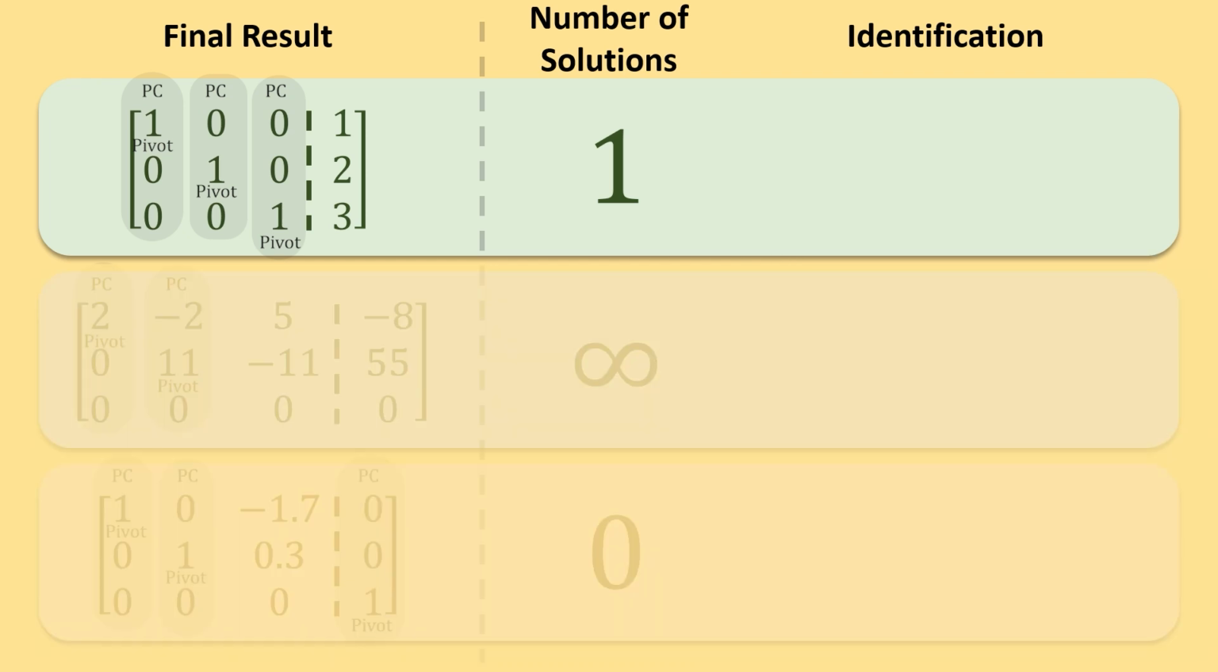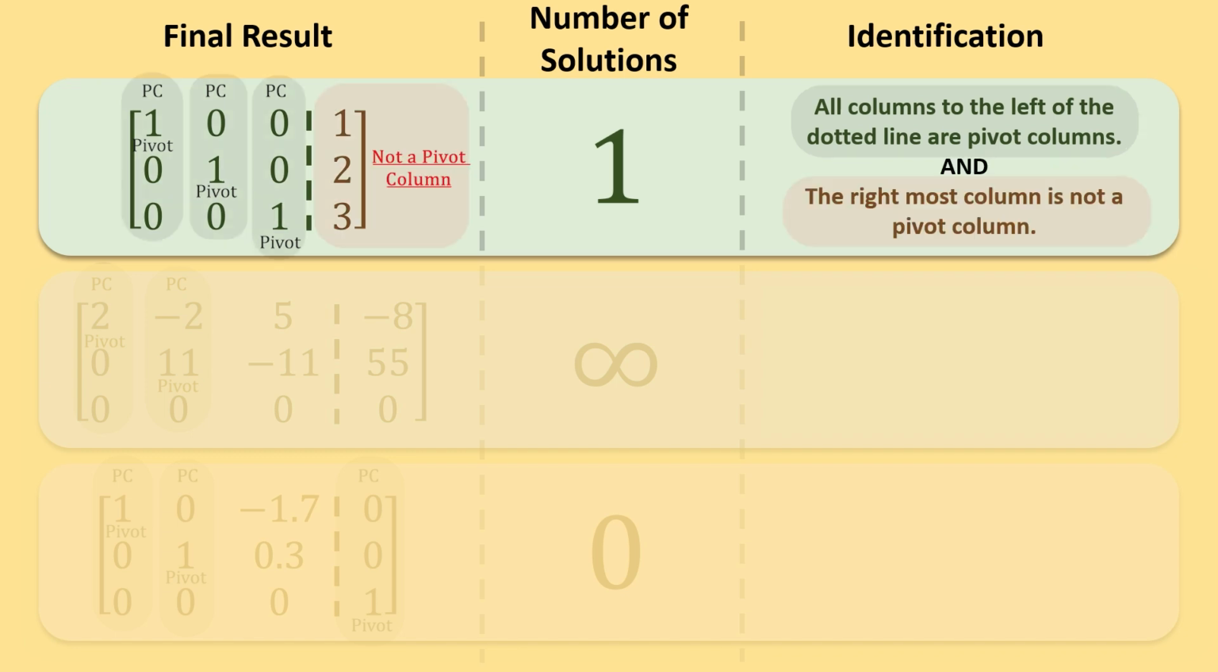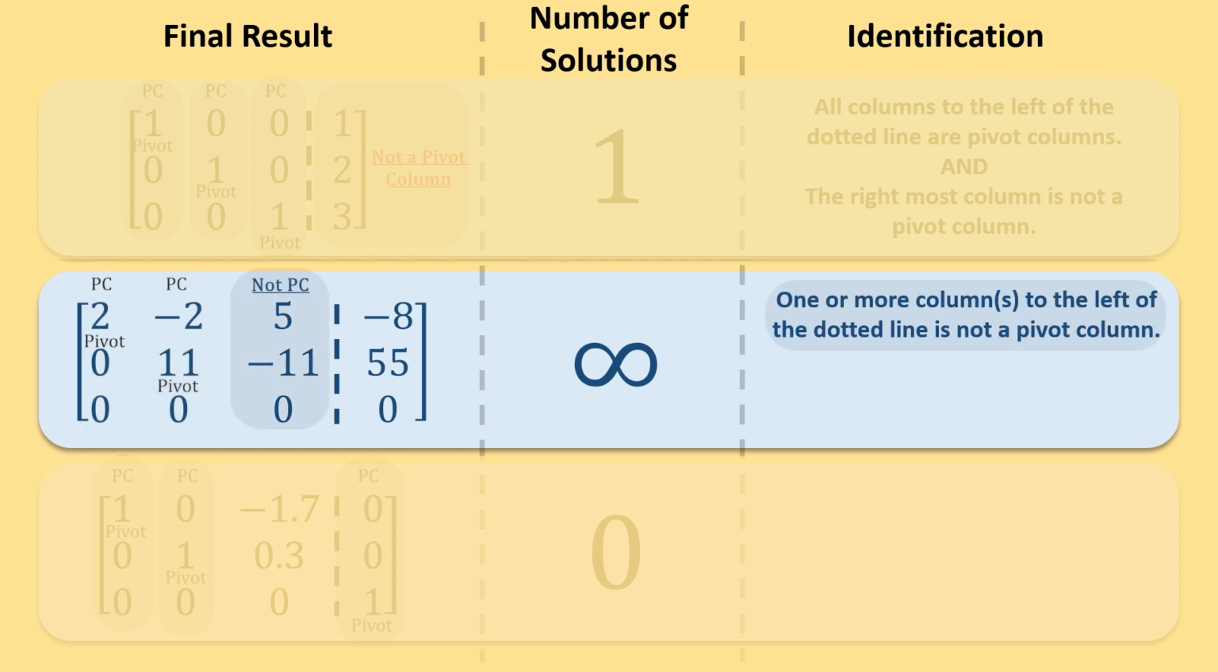In our top example, every column on the left-hand side is a pivot column, while the right-hand column is not a pivot column. When this happens, our system of equations has exactly one unique solution. For the second scenario, there is one or more columns on the left-hand side that are not pivot columns, while the right-hand column is still not a pivot column. When this happens, our system of equations has an infinite number of solutions.